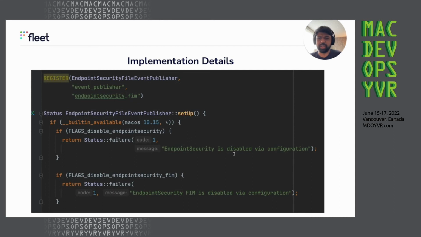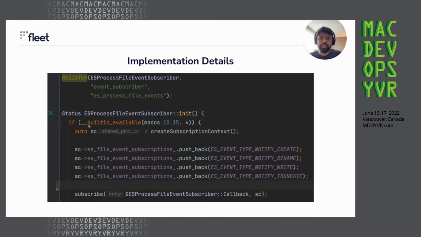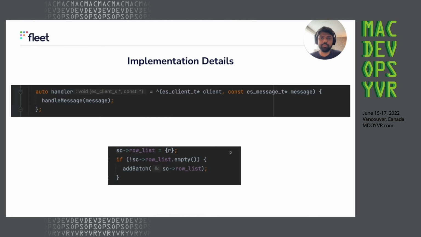So here we create and register an endpoint security file event publisher. Since we do support older macOS versions, we have to do this built-in check, Clang attributes, to make sure this is only running on Catalina and above. So we set this up here. We similarly on the subscriber side set this up. We add the events we are interested in and have a callback to it.